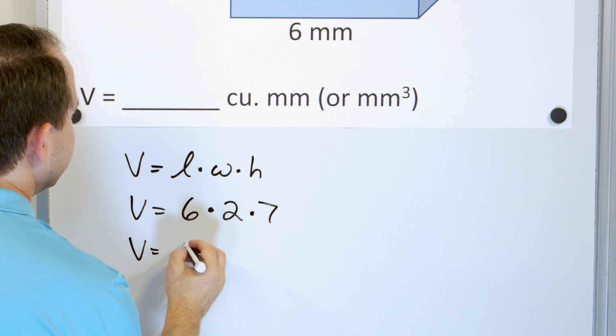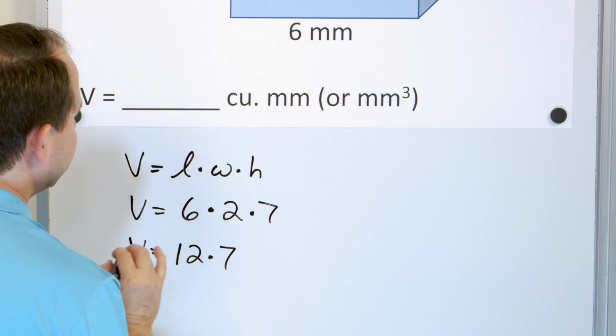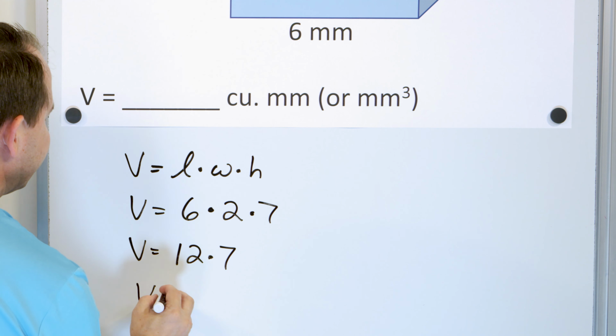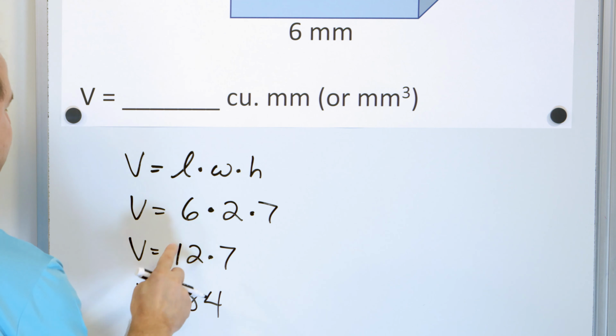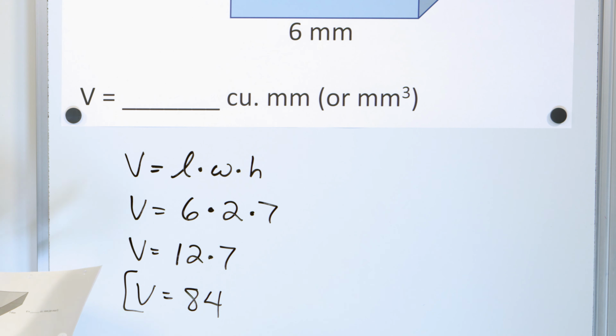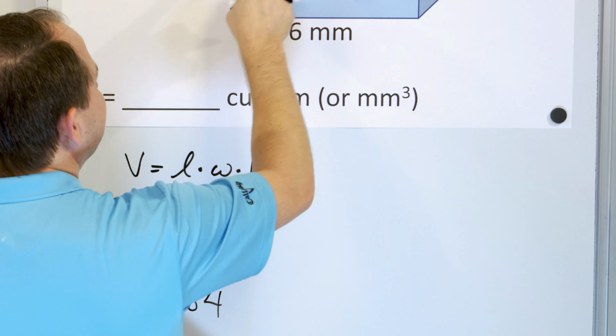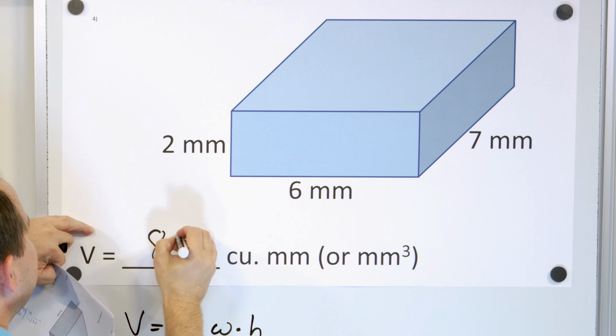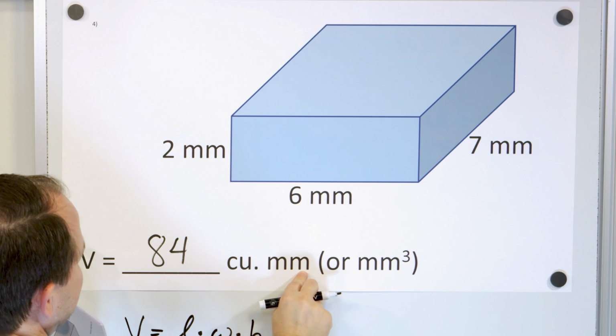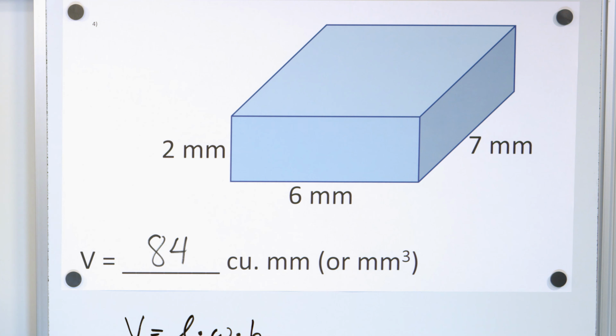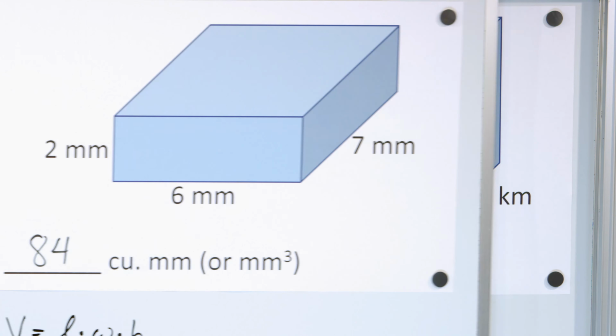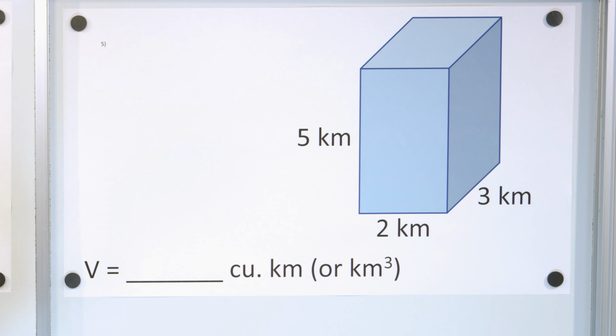So 6 times 2 is 12, still have to multiply by 7, and 12 times 7 from multiplication tables is 84. And you can multiply that out by hand if you needed to. 84 what? Millimeters times millimeters times millimeters means that the answer is 84 cubic millimeters, or also called millimeters cubed. All right, 84.